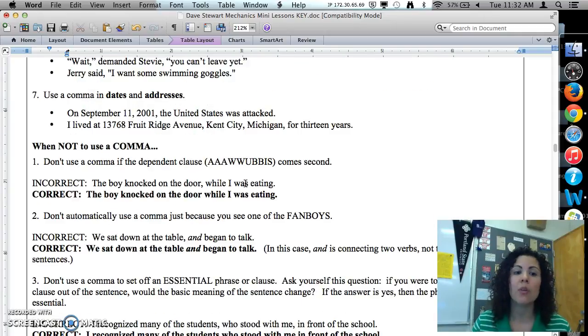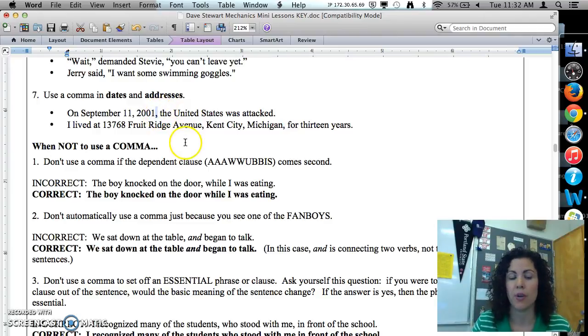And then we also want to use commas in dates and addresses. Most people do a good job with that. On September 11th, comma, it's after the day, 2011, comma, the United States was attacked. This is the comma that I personally forget, and I think a lot of writers do. So you want to make sure that after whatever date or address, you always have a comma. It's just a rule, not sure why, it just is what it is. So I lived at 13768 Fruit Ridge Avenue, comma, Kent City, comma, Michigan, comma, for 14 years. So do make sure you have the comma before your sentence continues.